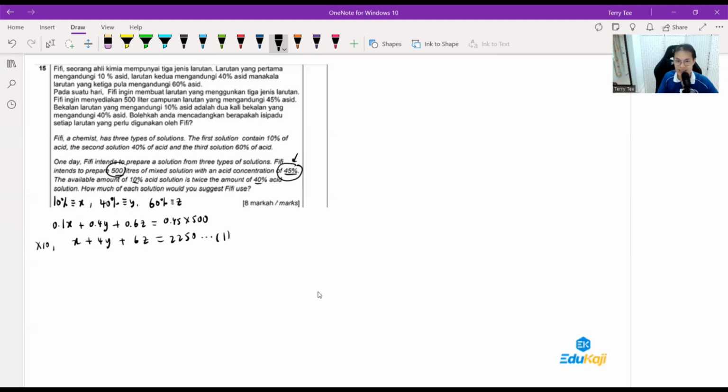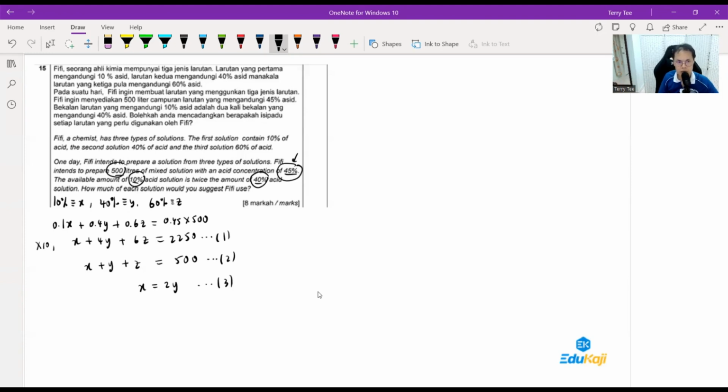Perhaps I should form this as a second equation, because the second equation is easier: total volume is 500. And the third equation that we have is this. The 10% solution, the available volume, is twice the 40% solution. That means your x is 2 times y. Yeah, x is 2 times y.